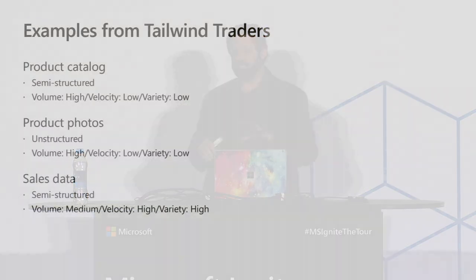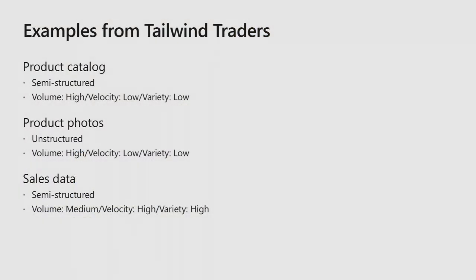If we look at some examples from Tailwind Traders, we can look at the product catalog. You've probably seen it a couple of times as we've gone through the sessions today, but we've got all of the different products that Tailwind Traders sells, and then the information about them: the price, the size, the weight, the color, the manufacturer, what stores it's available in, those sorts of things. You would think that this would be a nice, easy, structured data set that we could put in a table and forget about.